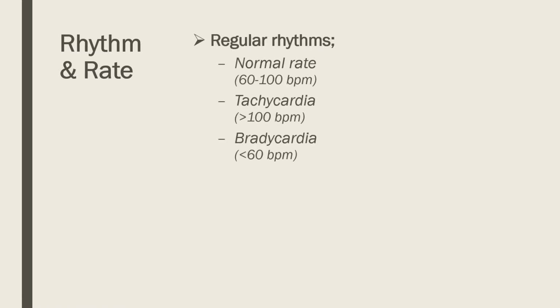Now, how can we interpret the rate and rhythm in the ECG? As you know, to measure the rate, you should know the rhythm of the ECG. We have two main types of rhythm: regular rhythms and irregular rhythms. Regarding the regular rhythms, we have normal rate between 60 to 100 beats per minute, tachycardia more than 100 beats per minute, and bradycardia less than 60 beats per minute. And we have irregular rhythms and also interrupted rhythms, which are part of irregular rhythms.